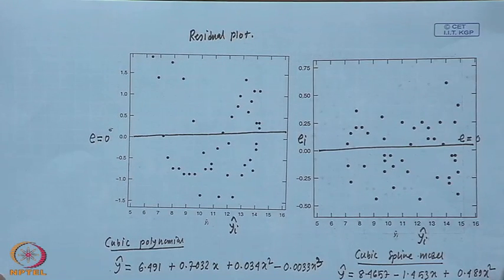So, that is all for today. Today we have illustrated polynomial regression and orthogonal polynomials using an example, and we also talked about piecewise polynomial fitting, and gave an example to illustrate the cubic spline model involving two knots.